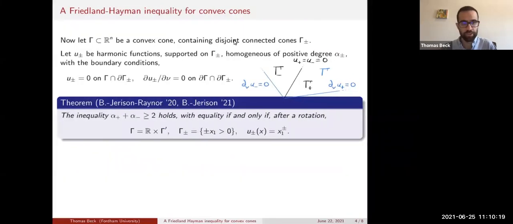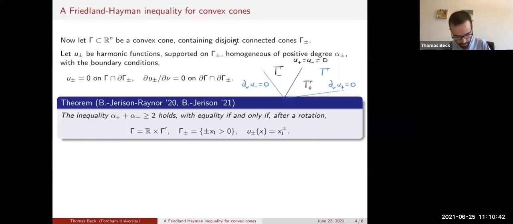So then the theorem that we show is that the same inequality holds: alpha plus plus alpha minus, the sum of these homogeneities, is still greater than or equal to 2 in this more general case, where we have our convex cone gamma. And moreover, we classify the case of equality to be any time when our original convex cone gamma contains a line, or in other words, contains a copy of R.